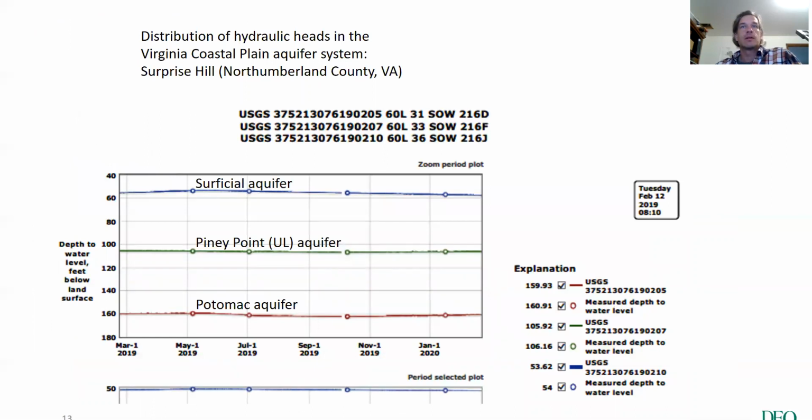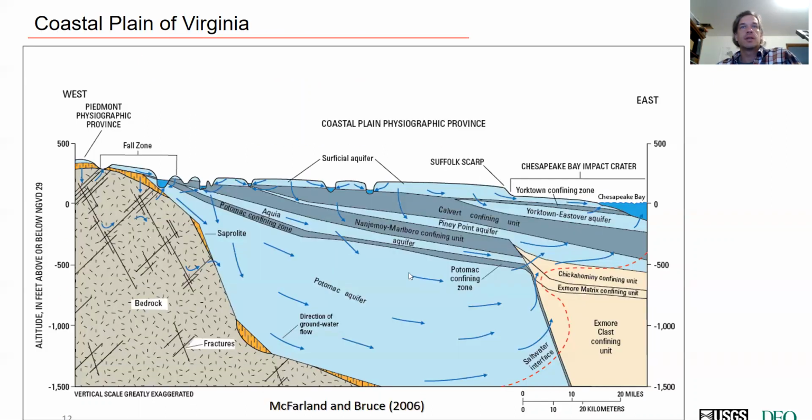Let's talk about hydraulic pressures in these aquifers. Let's pretend we drilled 3 wells right here, 10 feet apart from each other. One in the superficial aquifer, one in the Piney Point right here. So we're down about maybe 100, 200 feet here. And then one way down in the Potomac, maybe 800 feet down.